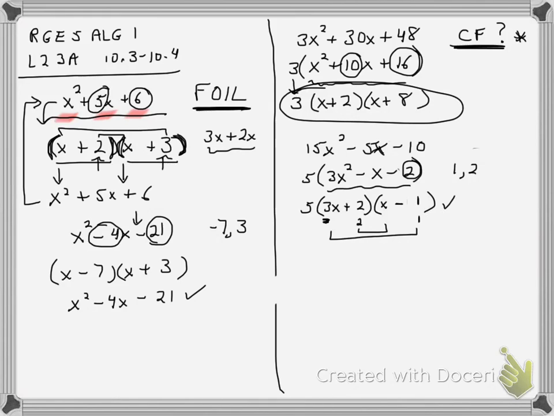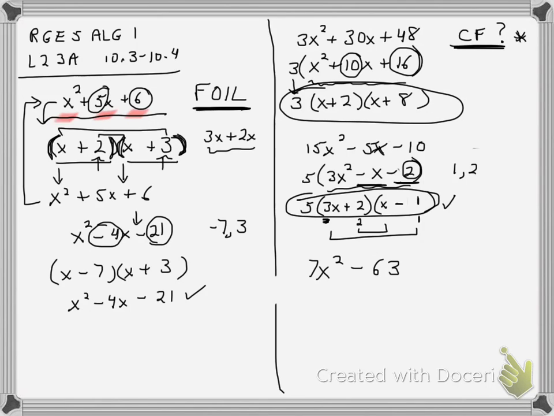Now check that, always check, FOIL. 3x squared minus 3x plus 2x is minus x and minus 2. Okay, so that works. Always, always check that because it's very easy to confuse the signs and that kind of thing. Now, let's look at the next one.